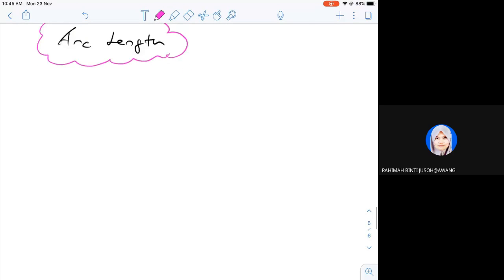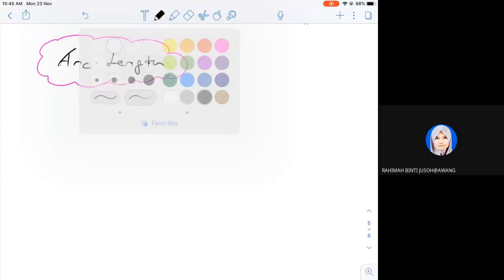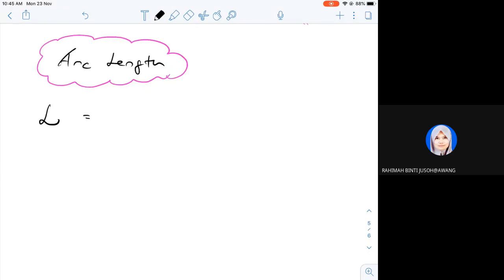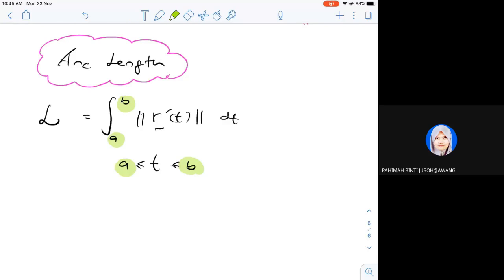Okay, arc length. The formula for arc length is L equals the integral from a to b of the magnitude of r prime t, with respect to t. The t is from a until b. So actually the interval a and b are the limits for this integration.